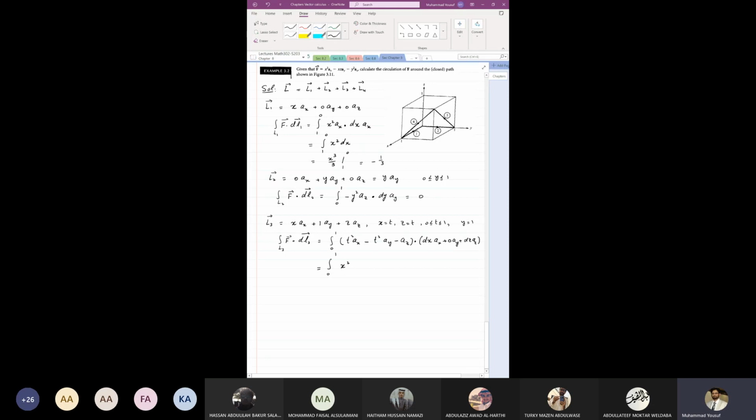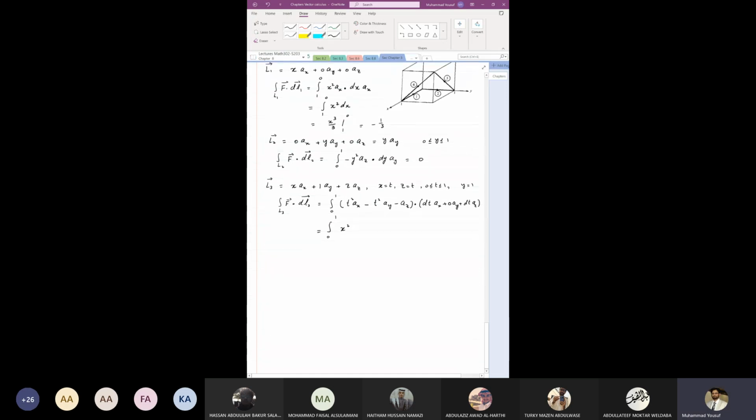We can do this. Then dx will be dt, and dz will also be dt. Make use of parametric equations. Now when we take this dot product, t square with ax, dt with ax, so t square dt minus t square multiply 0 minus 1 multiply dt.